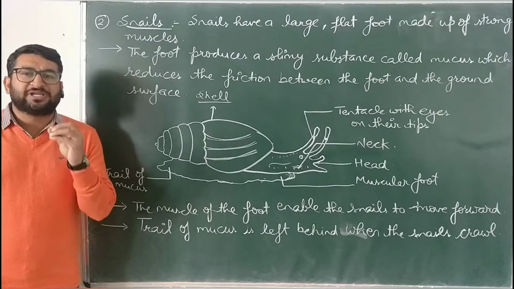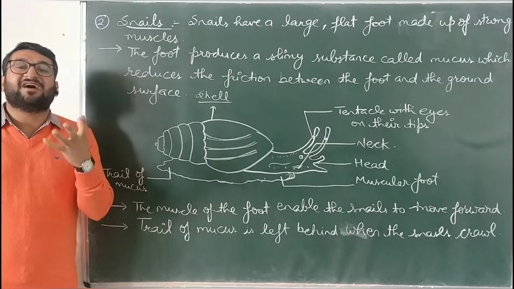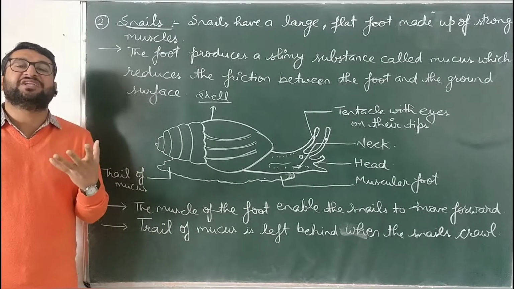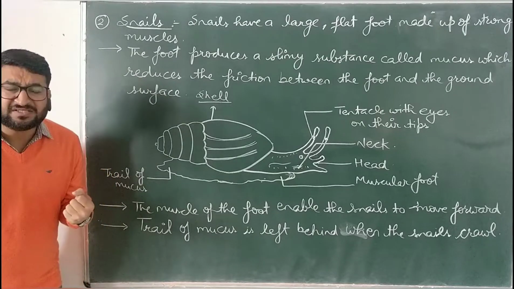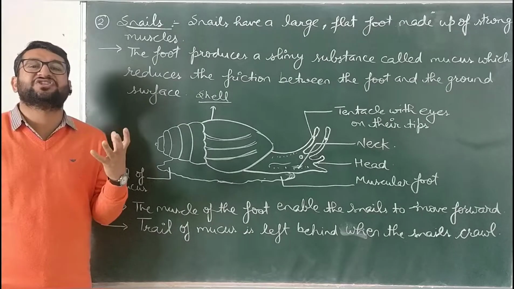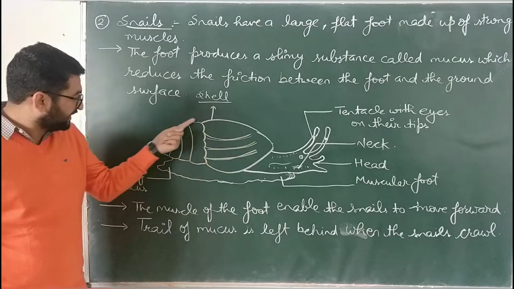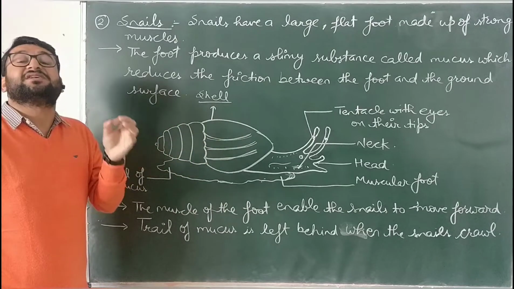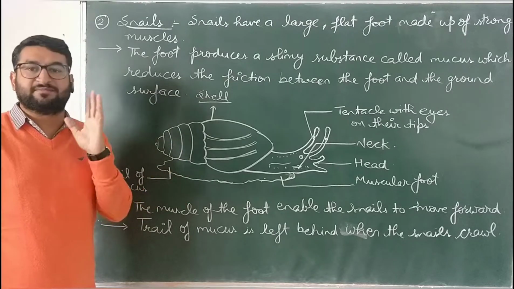The exoskeleton, that is the outer skeleton of the body of a snail, has a hard shell. That shell is known as calcareous shell. Calcareous means the shell which is made up of calcium compound. That is calcareous shell. So the exoskeleton of a snail is composed of a hard shell, this one.